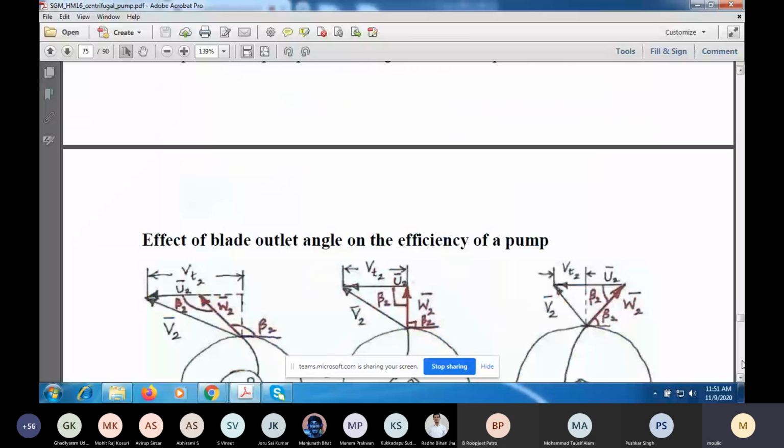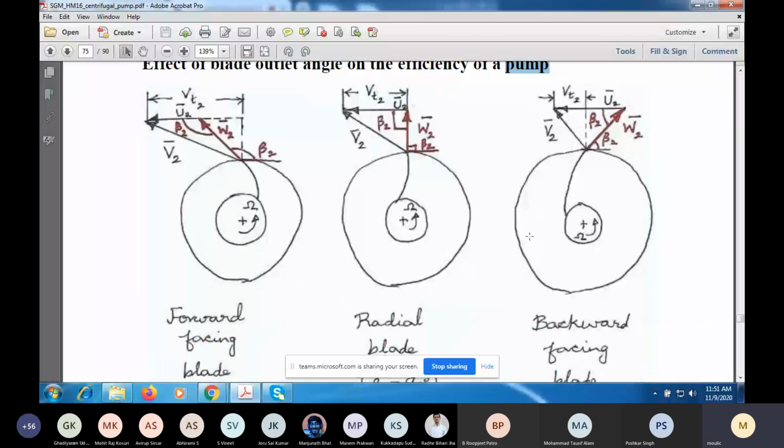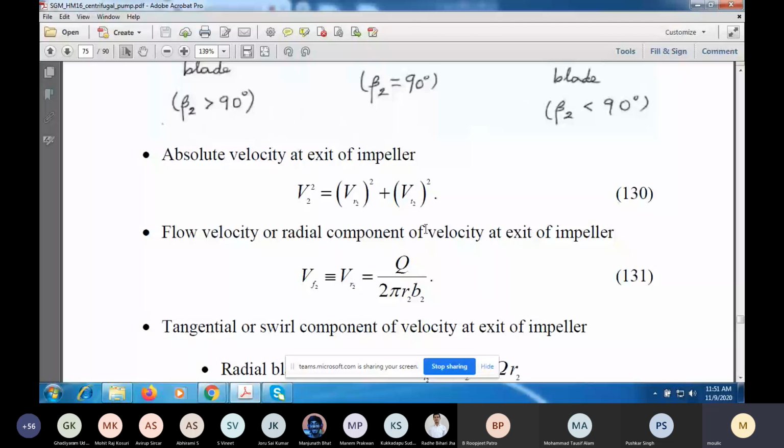Now let us go back and look at this outlet diagram, velocity triangle, and how the blade angle affects the efficiency of the pump. So I've drawn 3 diagrams here where the pumps are rotating at the same angular speed and the volume flow rate is the same. So if the volume flow rate is the same, then the radial component of velocity, which some people call the flow velocity, is the same. So I forgot to write the subscript flow here, Q by 2 pi r2 b2.